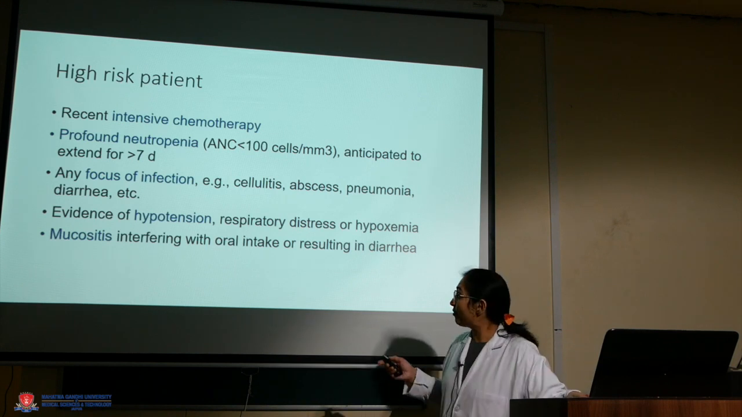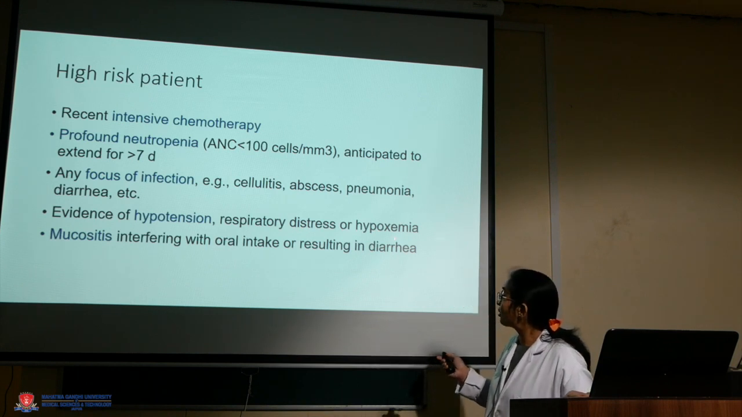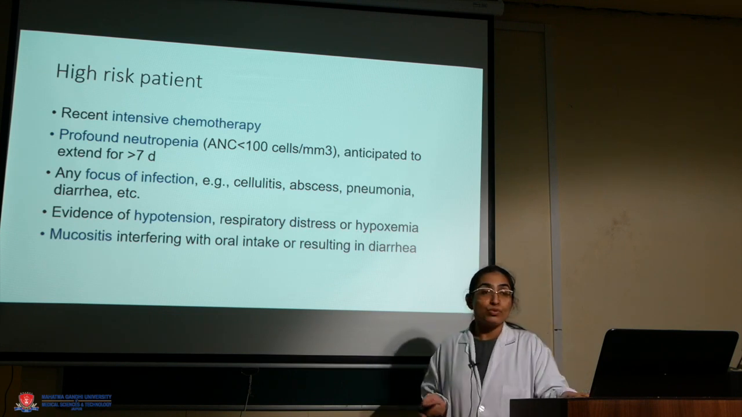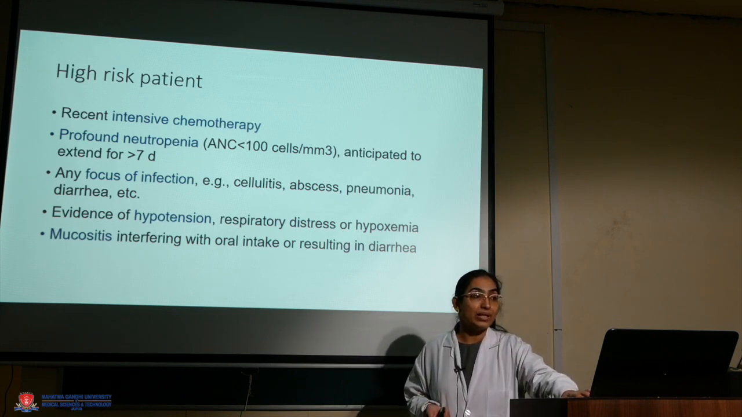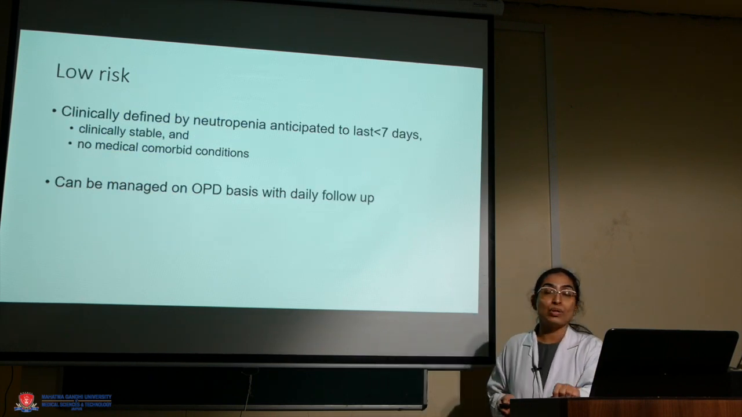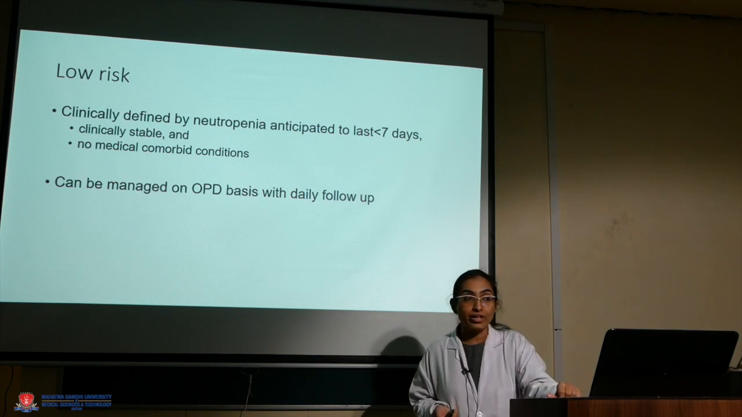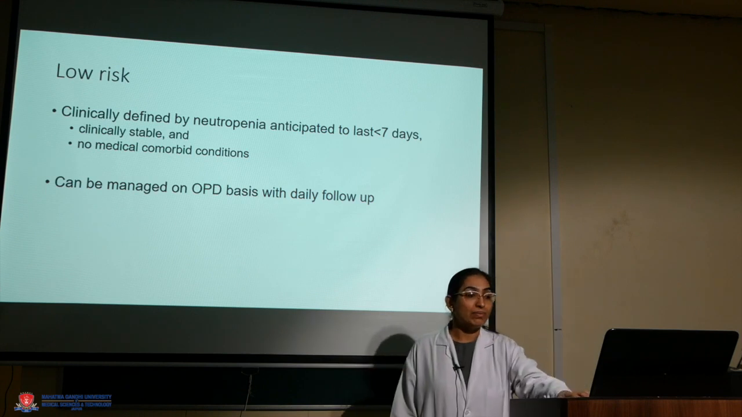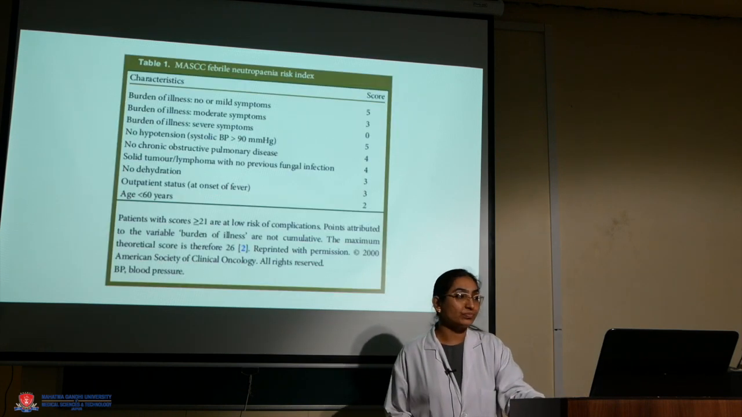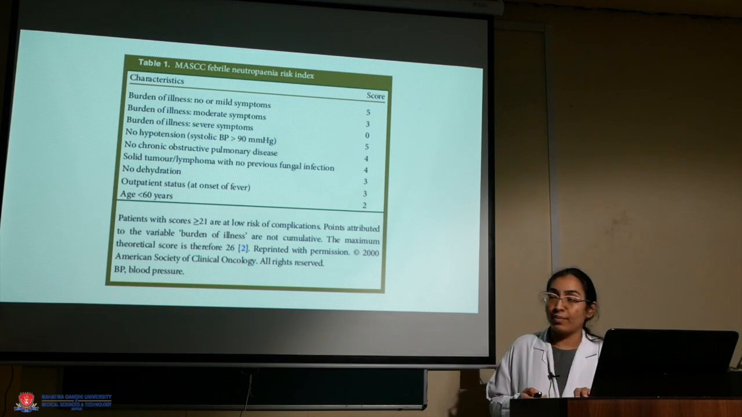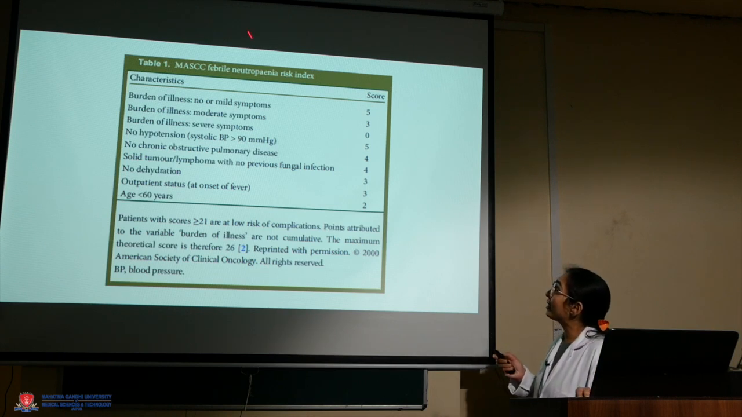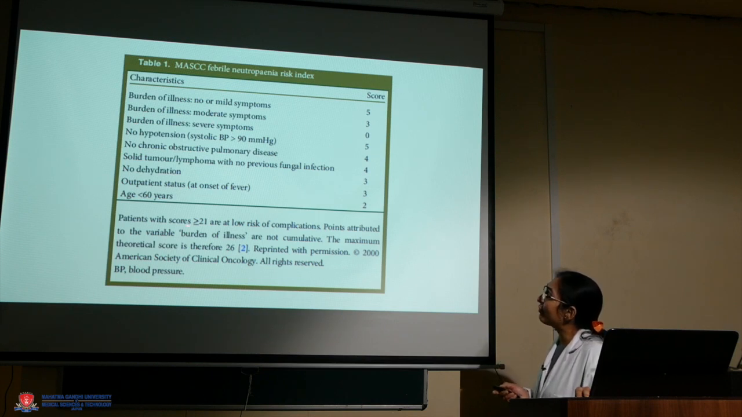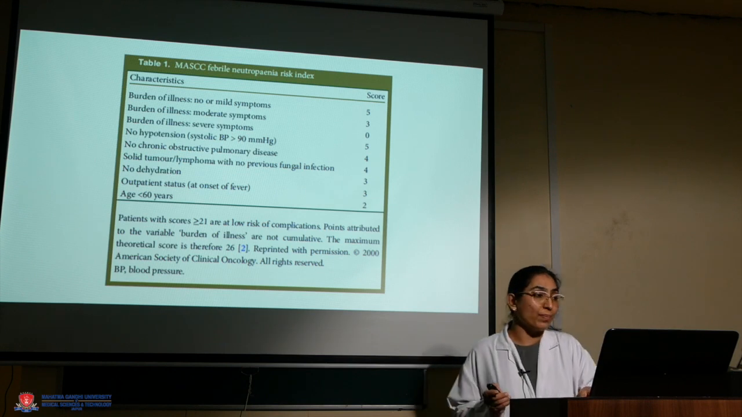So another thing is if the patient is in respiratory distress or the patient is hypoxemic. Mucositis, because mucositis might impair the ability for oral intake or result in diarrhea. Again, you have to be very cautious. Low risk patients are those who are clinically stable, who have no medical comorbid conditions, and neutropenia is anticipated to last less than 7 days. It can be managed on OPD basis with follow-up. So there is an important score also, the MASCC febrile neutropenia risk index, which has various characteristics which are given various scoring, and this is how we determine whether the patient is at low risk or high risk of complications.